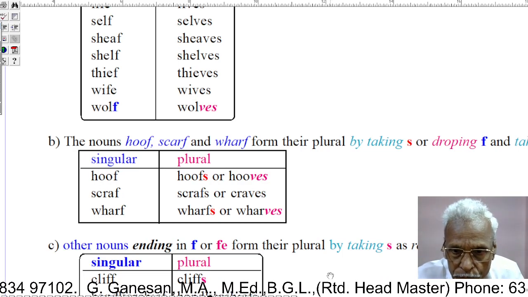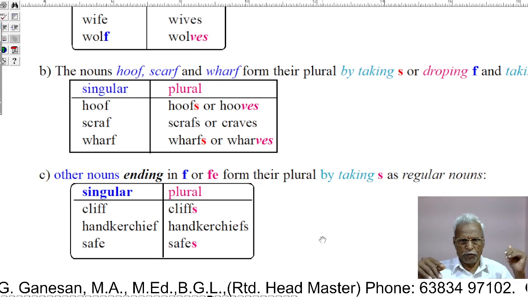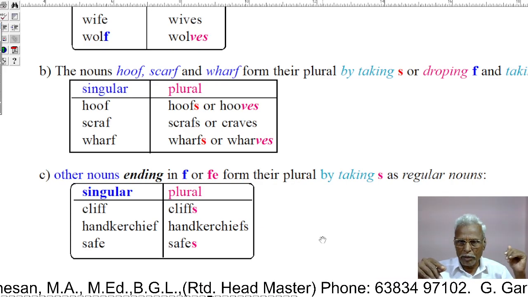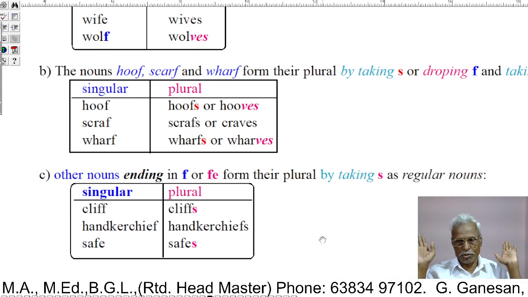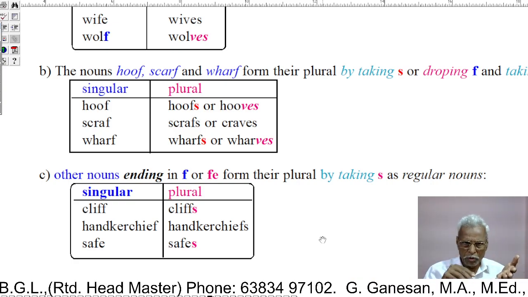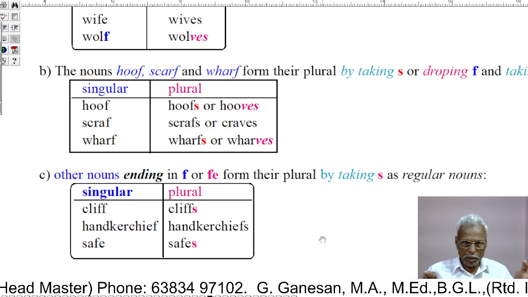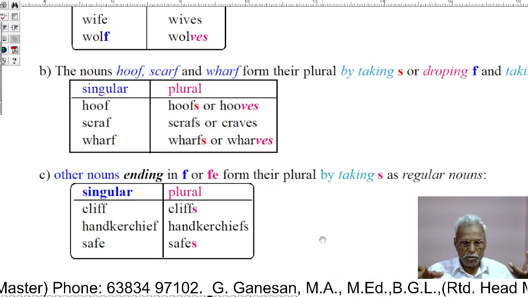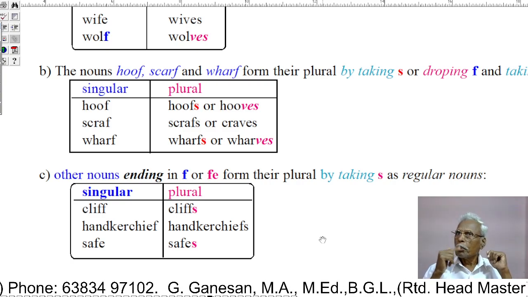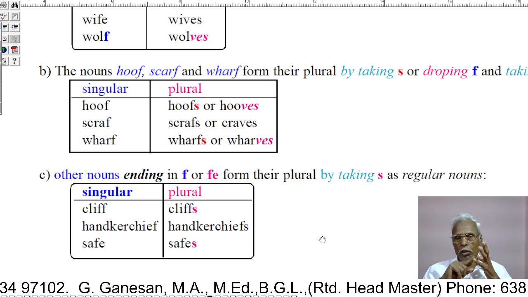Third one: other nouns ending in F or FE form their plural by taking S as regular nouns. Other nouns ending in F or FE. Example: cliffs, handkerchiefs, safes.